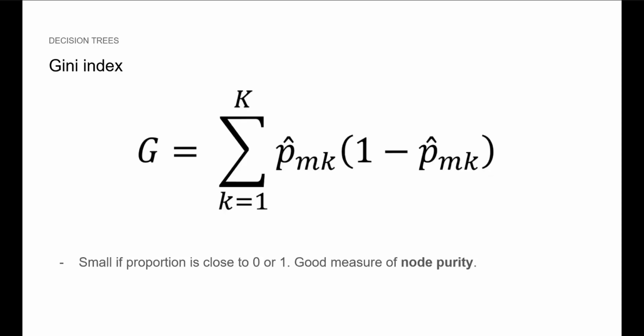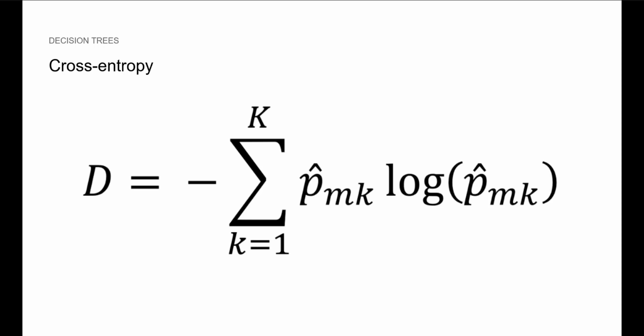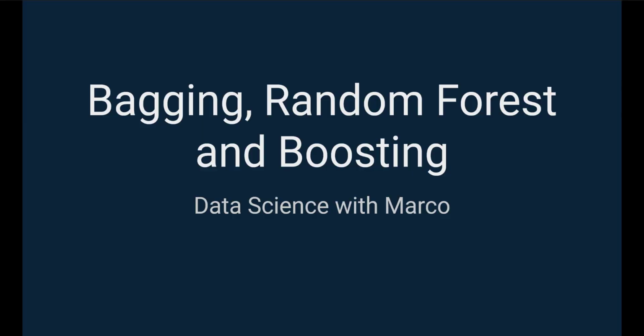Instead, we use the Gini index, which is a measure of total variance across all classes. The Gini index will be close to zero if the proportion is close to zero or one, which makes it a good measure of node purity. A similar rationale is used for cross entropy, which is also used for tree growing. Now that the basics are covered, let's move on to more advanced topics on decision trees.